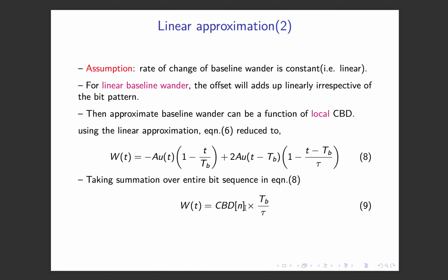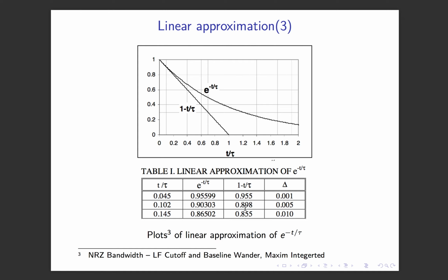Okay. Here is a plot you can see about this linear approximation. Here is the real exponentially decaying curve, and if we take 1 minus t by tau, it becomes very close up to this point. The difference is quite small, and from roughly around 0.18 or something, it starts diverging, and in the very low frequency region, the error remains very acute. Okay.